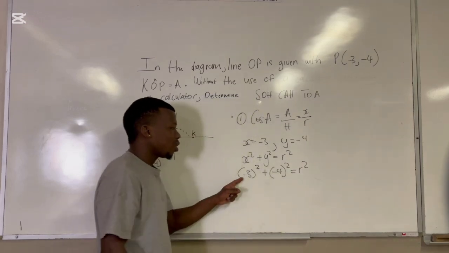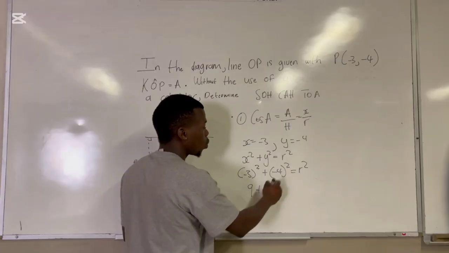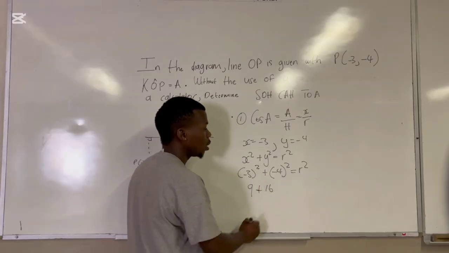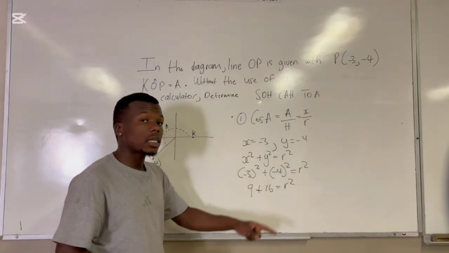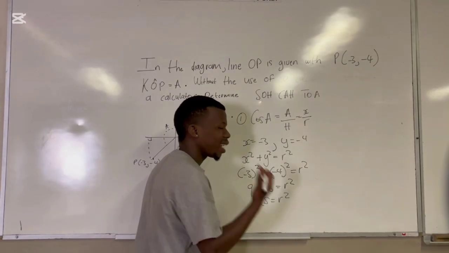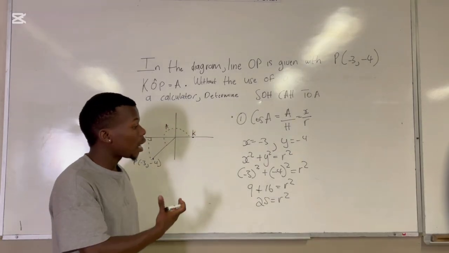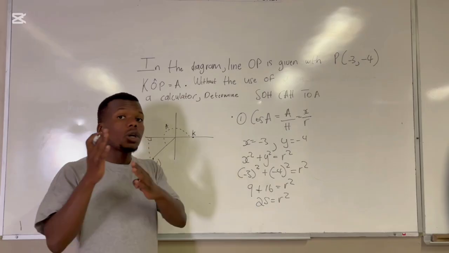Now what is (-3) squared? We know that this is 9, plus (-4) squared, this will be +16. This is equal to r squared. And then what is 9 plus 16? 9 plus 16 is 25, equal to r squared. Remember, we are looking for the value of r, not r squared. In other words, I must make r the subject of the formula, not r squared.